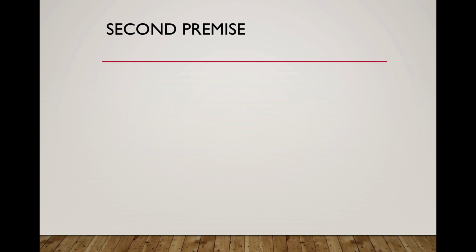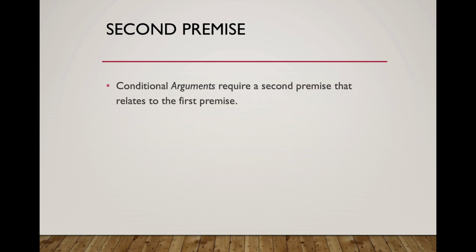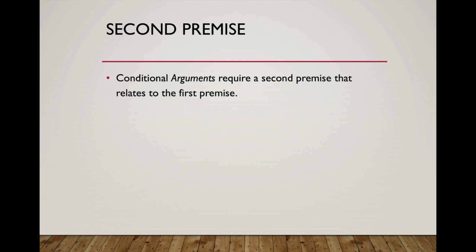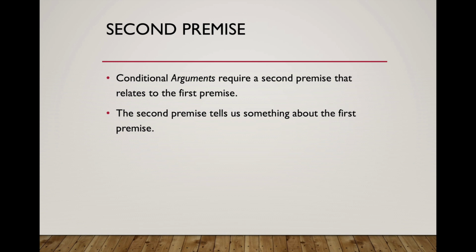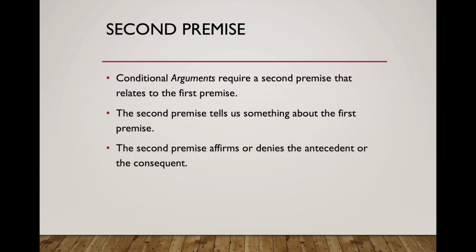So what that tells us is that we need more information. And in a conditional argument as a deductive form, that more information comes in the form of a second premise. So conditional arguments require a second premise that relates to that first premise or the conditional statement. So we need additional information, and we get that in the second premise. The second premise tells us something about the first premise. The second premise will either affirm or deny the antecedent or the consequent.